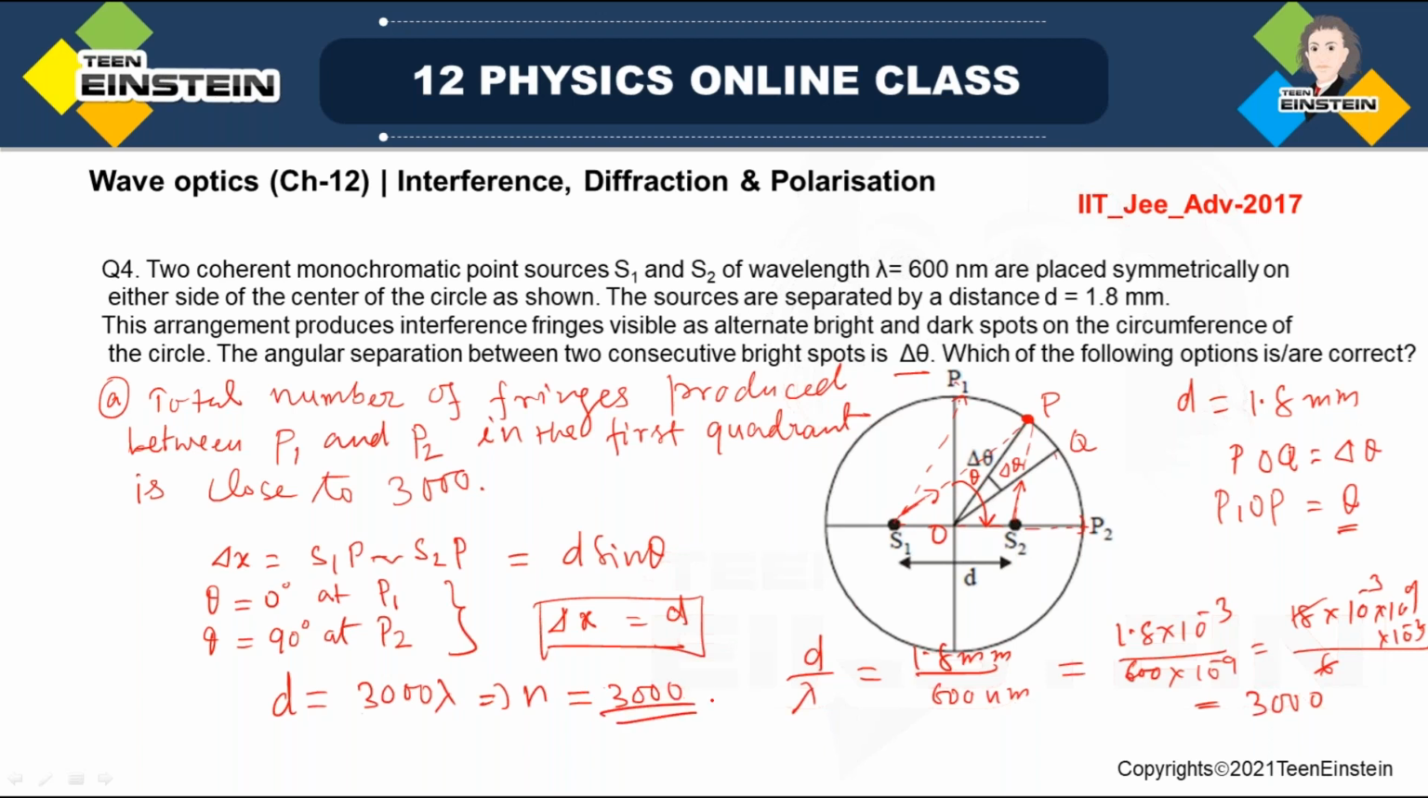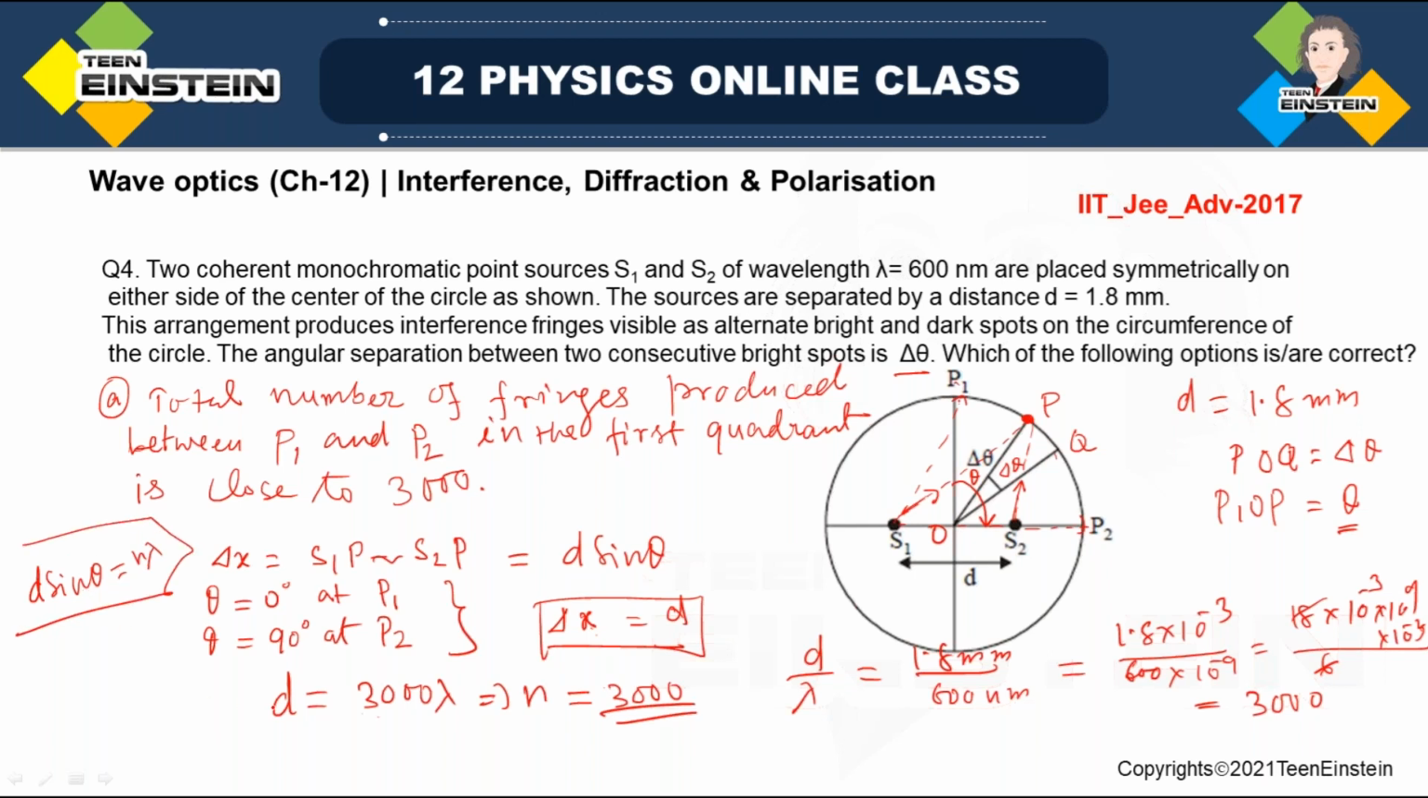3000. Okay, nearly equal to 3000. So this path difference, this is d, will be equal to n lambda. We know for interference, d sine theta is equal to n lambda, an integral multiple of lambda.